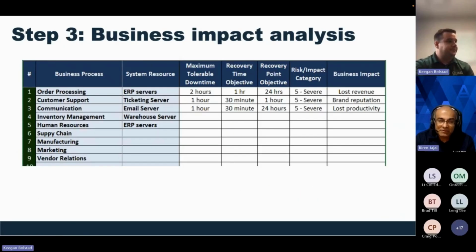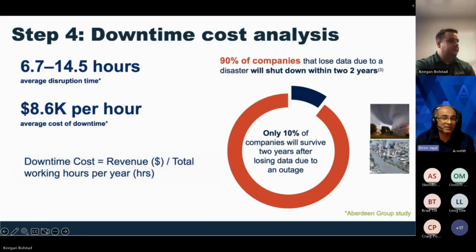Okay. So in terms of downtime cost analysis, there's some specs, there's some stats here on the slide that you can look at, but the average downtime cost is $8,600 an hour. You can certainly use the industry average when doing the downtime cost analysis. But to make it more specific to your business, since a lot of factors go into this analysis and sometimes it's hard to quantify, a quick and dirty exercise is to take the total revenue divided by the total working hours, which is 2,080 hours, and that gives you a downtime cost that's more specific to your business.